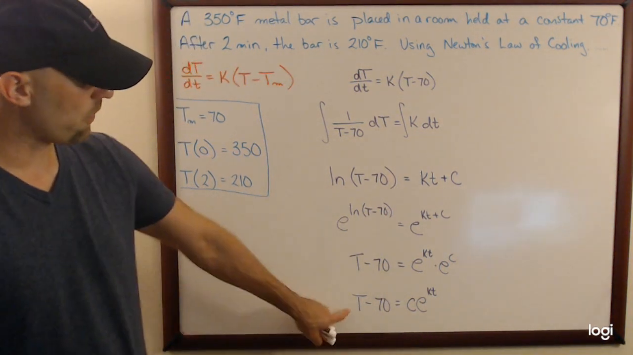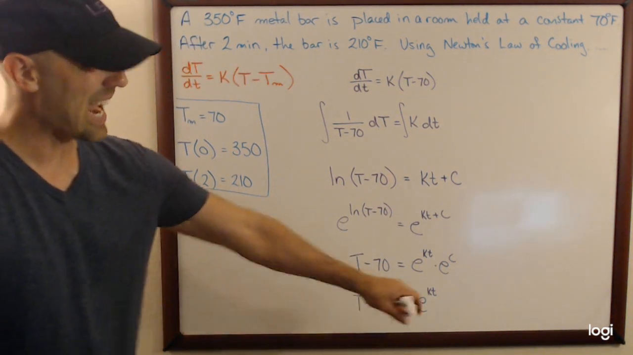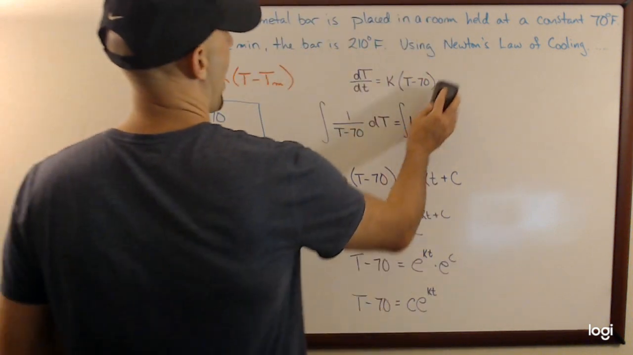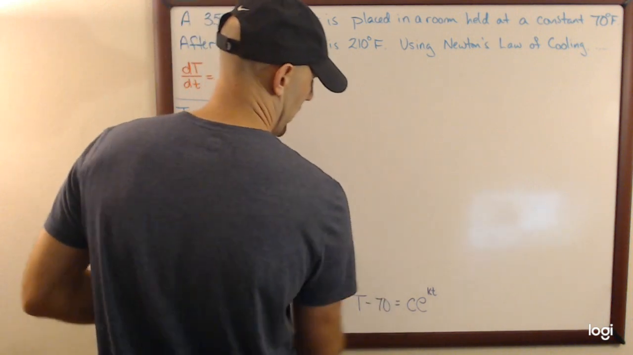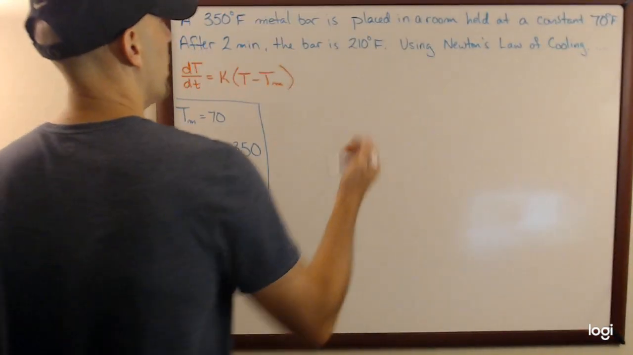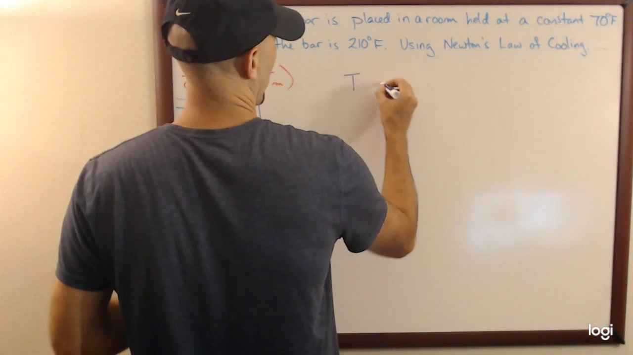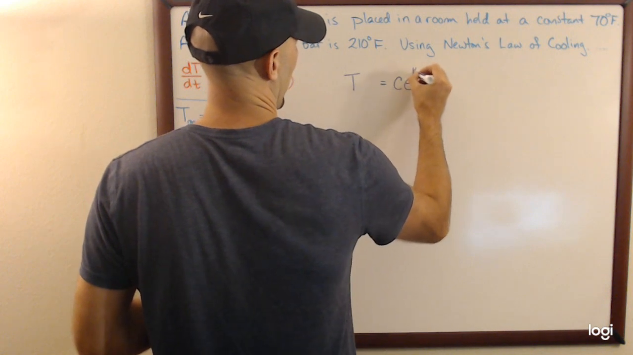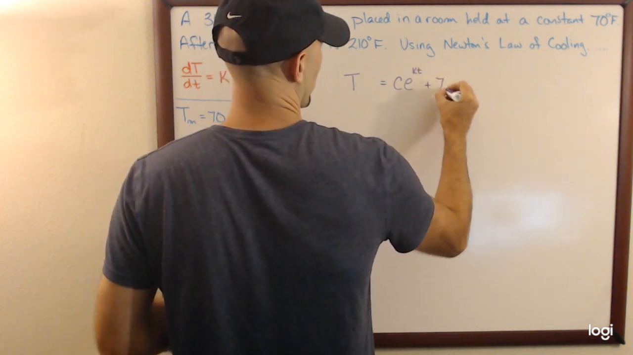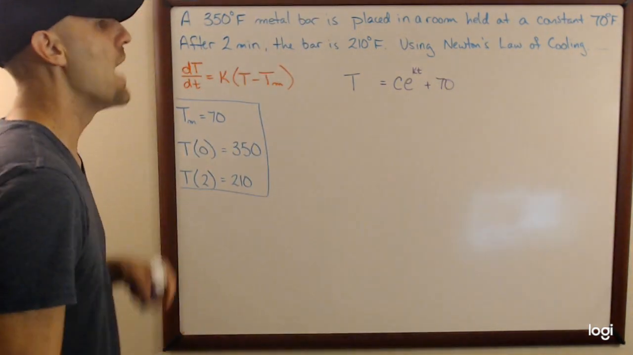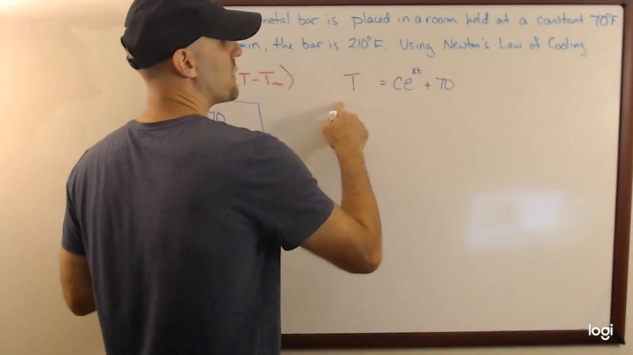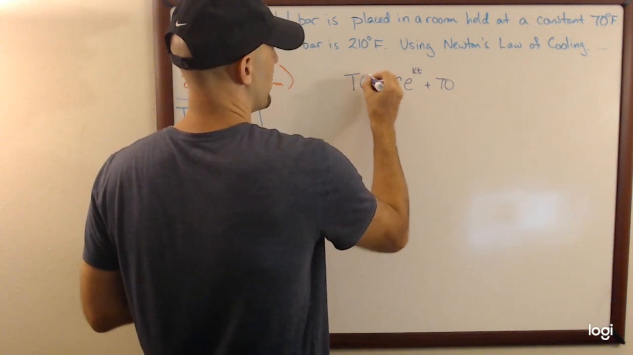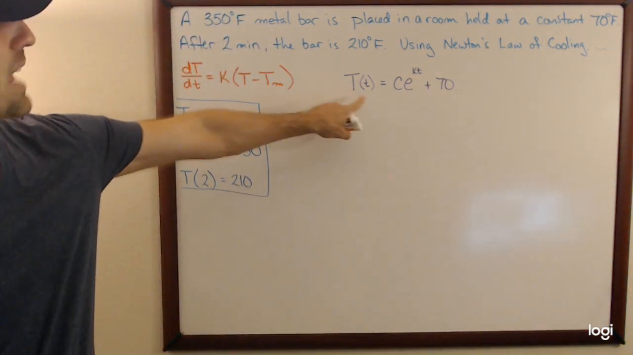Now, obviously, to solve for my temperature, all I got to do is add 70 over there, right? Okay. So I finally have a model I can work with here. That's going to give me my temperature is equal to c times e to the kt plus 70. Okay? And this is my temperature. Again, I left a space here. I'm writing this as a function. This temperature is a function of time. This is really T of t, right? This is the temperature as a function of time.